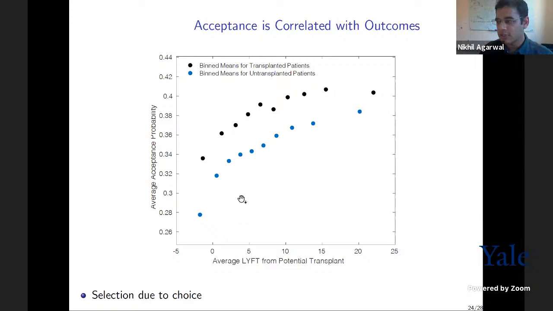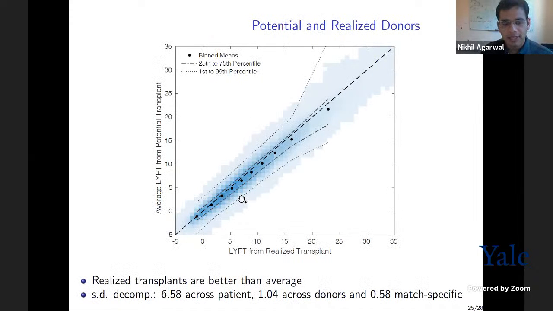Okay, so that's going to result in potential selection due to choice, the kinds of selection that could bias the observational studies before. And so let's put this together and think about the life years from transplantation from the realized transplant against the life years from transplantation against a potential transplant. The straight dashed line is still the 45-degree line, and the dots are bin scatter plots, and the blue lines are a density plot. And you can see that there's a small gap between the dots and the 45-degree line.